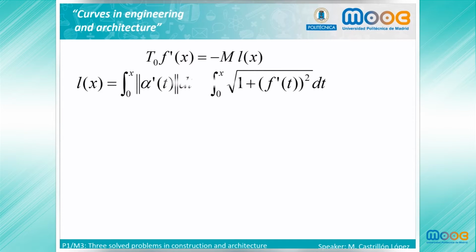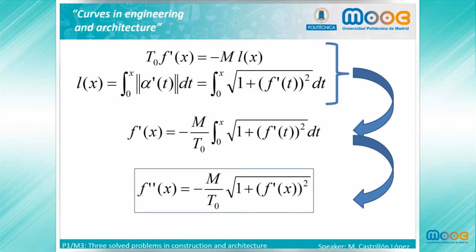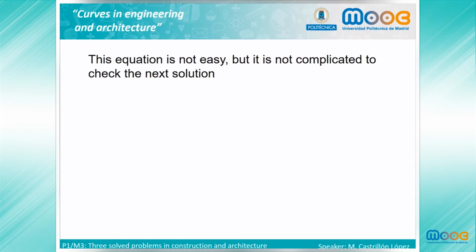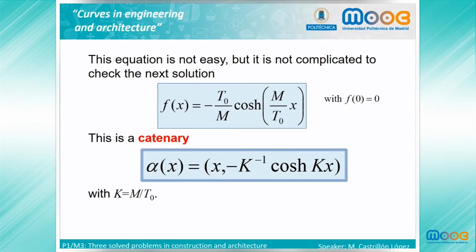We recall that the length of a curve can be computed with the integral on the screen. These two equations are put together in this equation at the center of the screen. And to make it easier, we compute the derivative at both sides of this equation. We have to find a function satisfying this relation. This equation is not easy to solve, but at least it is not complicated to check that the next function is a solution. The graph of this function is a catenary. That is, we have a parametrization of a catenary with a constant depending on the mass density and the force at the top point.